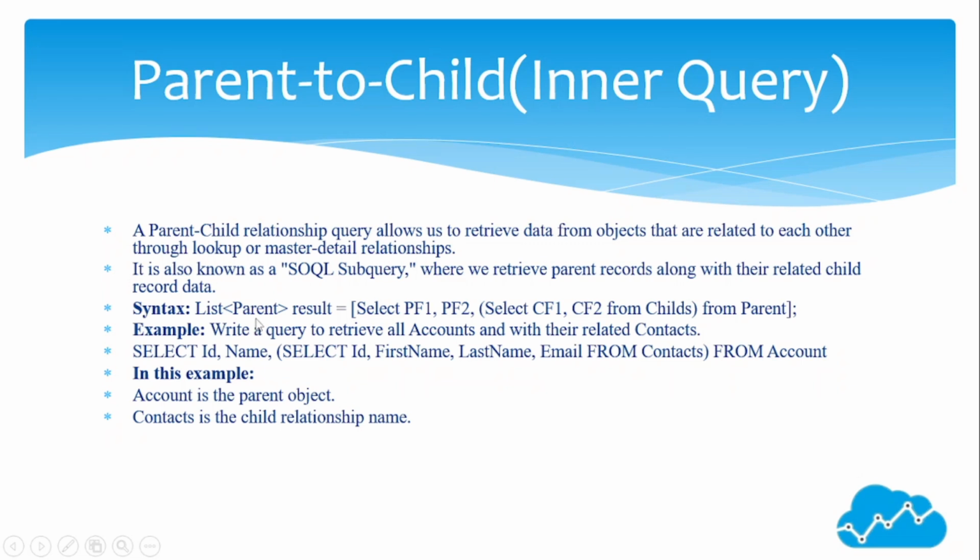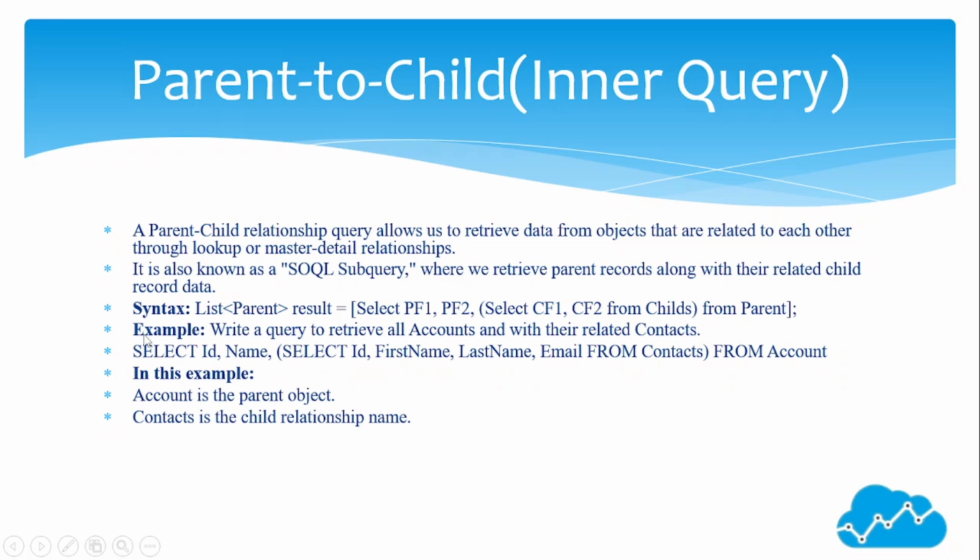Syntax: List of parent, here parent means parent object, result equals select parent field 1, parent field 2, parent field 3 and more if needed. Then in brackets, select child field 1, child field 2 from child relationship names. Here the plural 's' should be there in the object name. Again bracket close, from parent object.